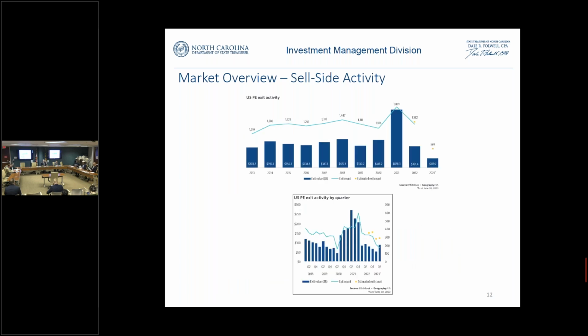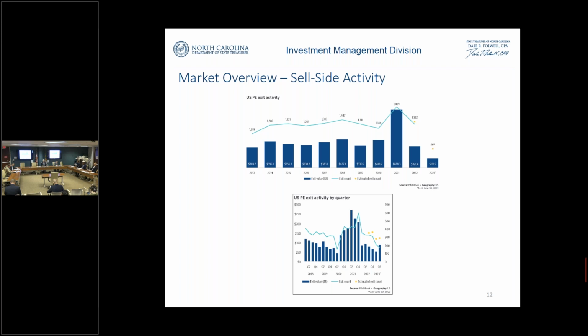This is the sell side activity. So basically, think about exits. And I mentioned that our portfolio kind of looked like this as well. 2021 was a huge year for the industry in terms of exits, and then it started to fall off a cliff.